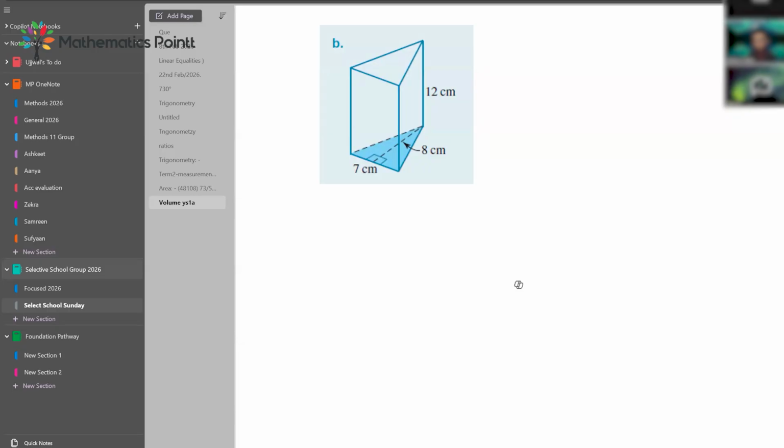336 centimeter cube is the right answer. Centimeter cube. Please don't forget centimeter cube. Right. Now, how are we going to do this?